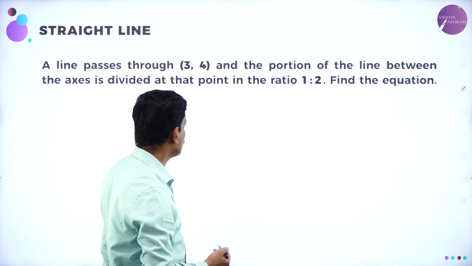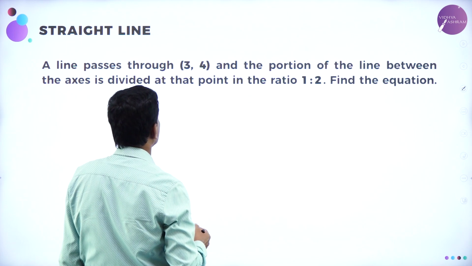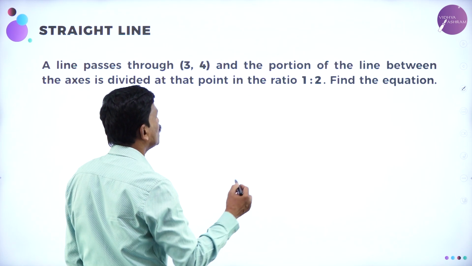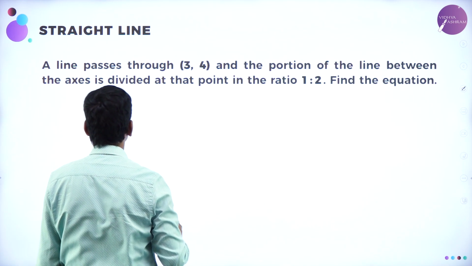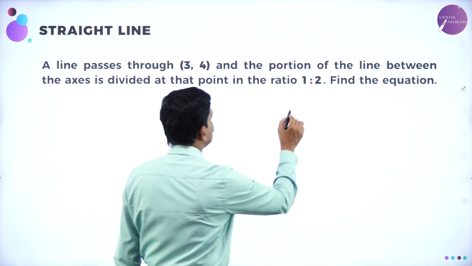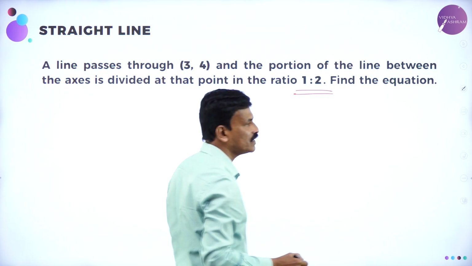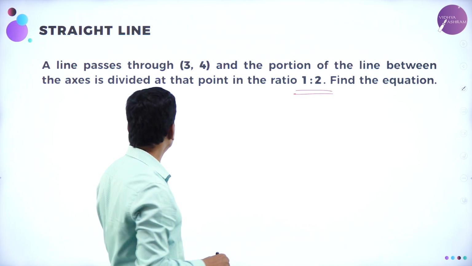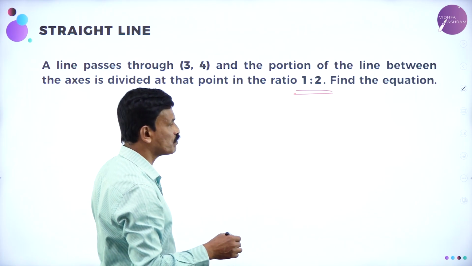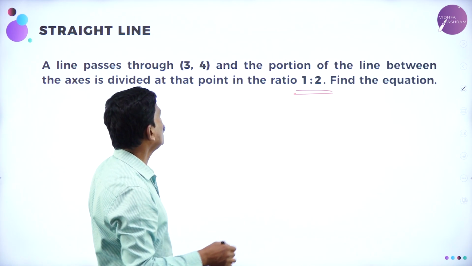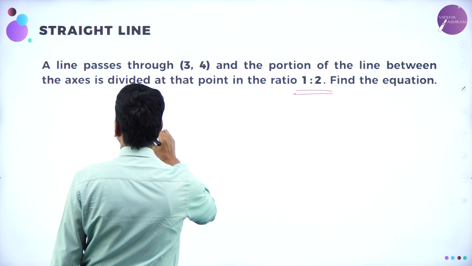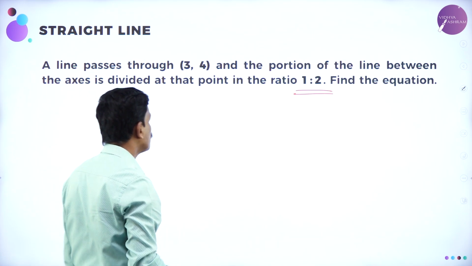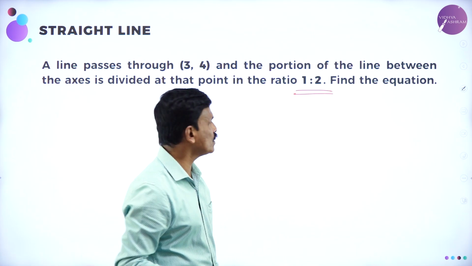Now, move on to the next problem. A line passes through (3, 4) and the portion of the line which lies between the axes is divided at the point in the ratio 1:2. Find the equation. So, here a line passes through the point (3, 4) and the portion of the line between the axes is divided at the point in the ratio 1:2.